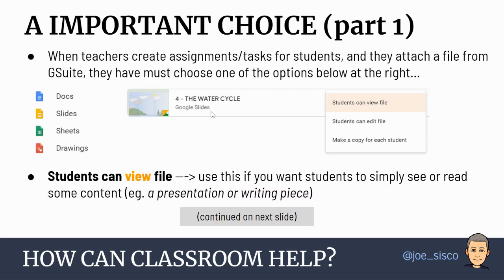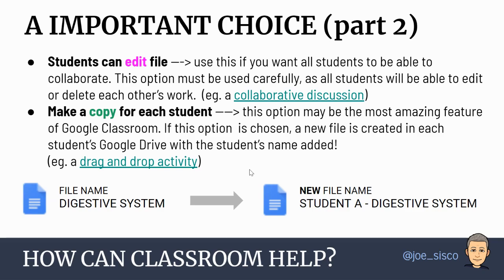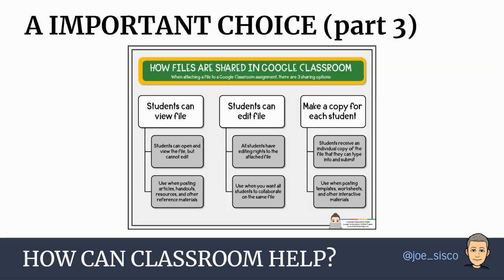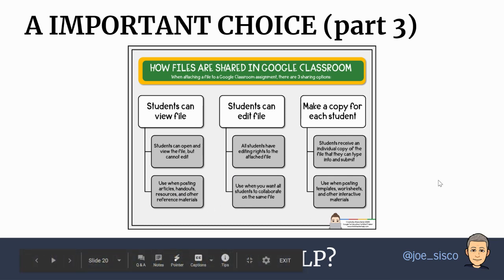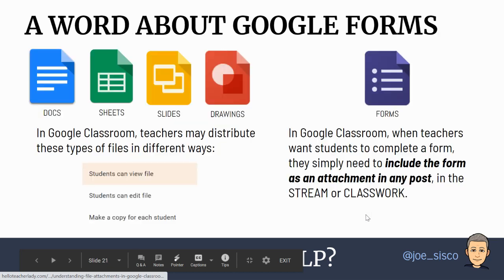One of the choices you will be confronted with, and this is a very important choice, when you create an assignment or a task for students, is that you have a choice of students can view the file, students can edit the file, and you can make a copy for each student. Again, I will go into this deeply today. All of the choices are explained pretty nicely here with some examples. And I have a wonderful image that I just found recently on the internet that I will share with you, which also links out to a great outline of what each of these choices mean, with some great applications of when you can use each of them. So that's really, really well done, actually.